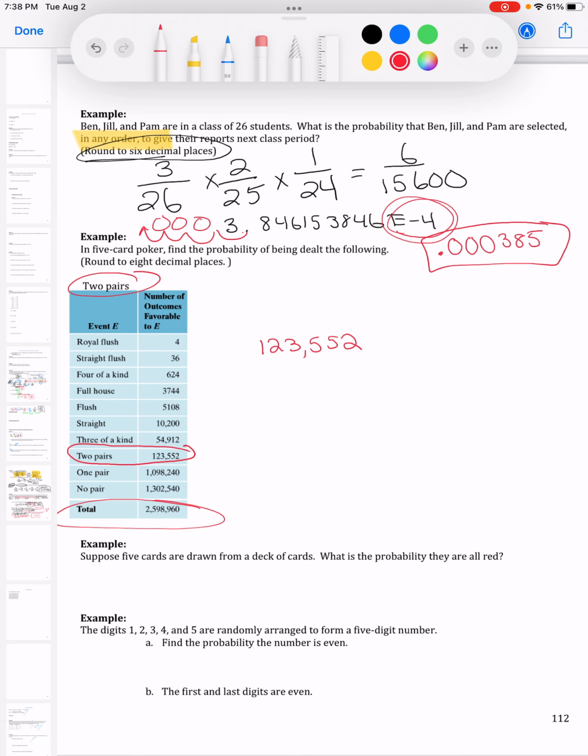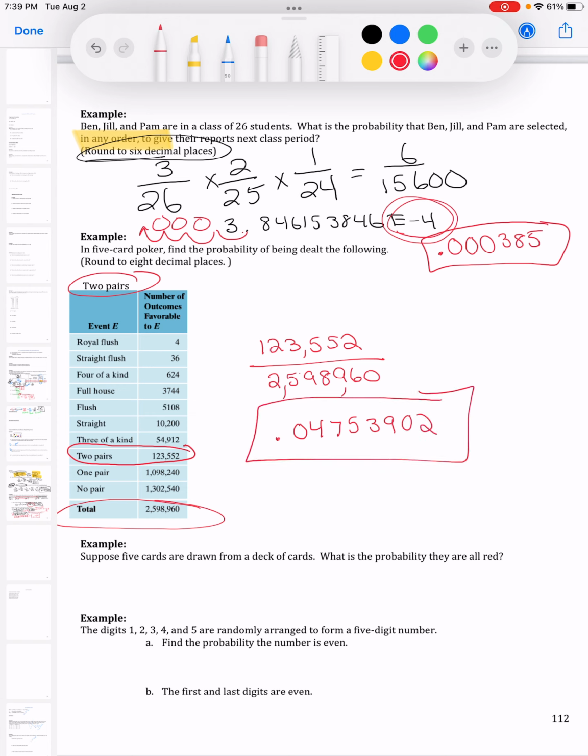And the total is also given to me. And then I'm going to type that in my calculator. It said to round to 8 decimal places. So let me carefully copy those 8 decimal places down.